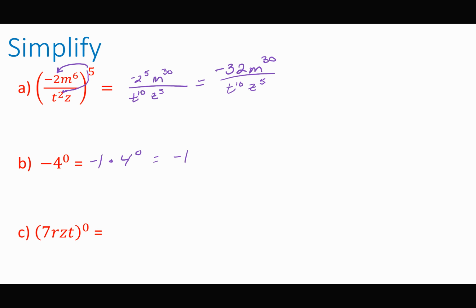What about 7 times r times z times t, all raised to the 0 power? Anything raised to the 0 power is 1. Okay, and there was nothing, no additional operations going on with this. So that 4 raised to the 0 power, that's the one piece, but then that negative there. If this was changed up, and they said it like this, then I would say, yes, that is just 1. So parentheses are important.